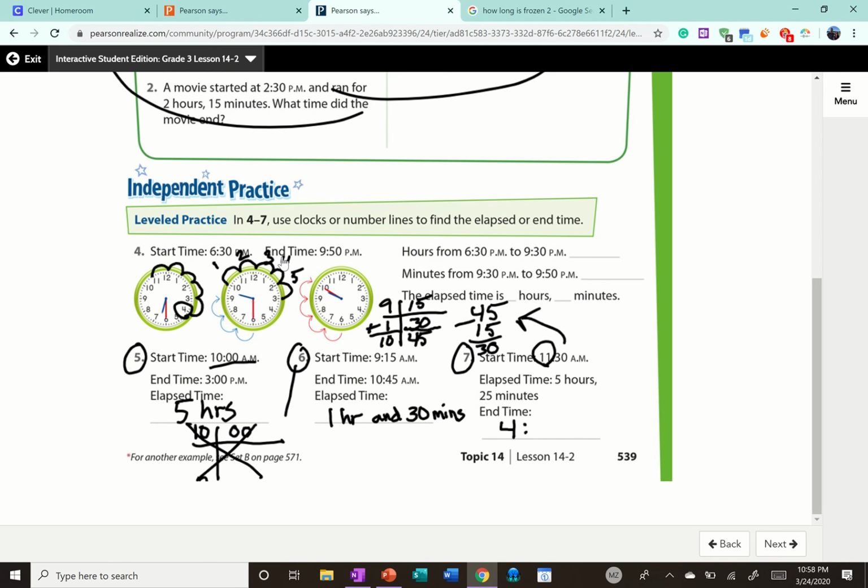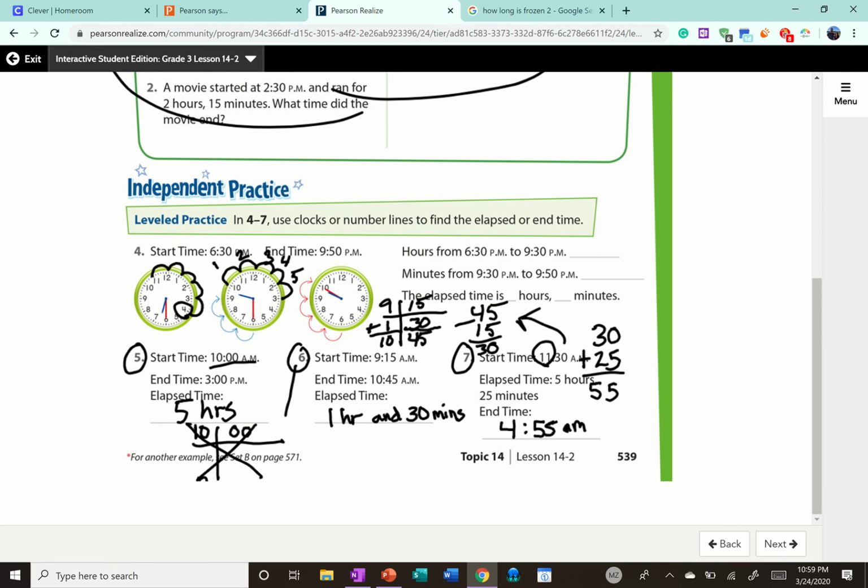Now my minutes, I'm at 30, and I've got to add on 25 minutes. So really in this case, I can just take 30 plus the 25 minutes. It's not going to be an hour, so I know I don't have to switch my hour over because it's not going to go over 60. So it's just going to be 5 here and then 5 here. So the time that it's going to end here is going to be 4:55 a.m.